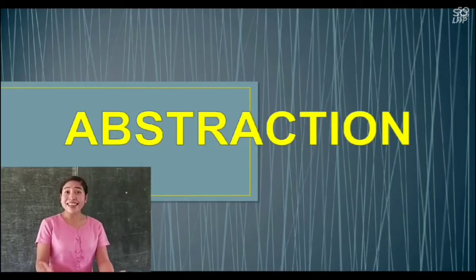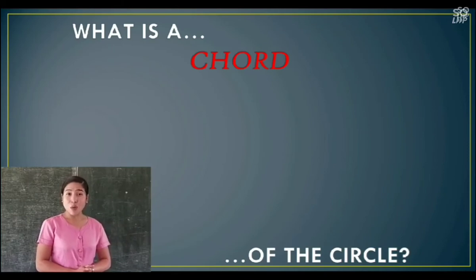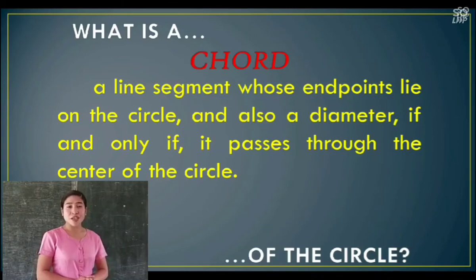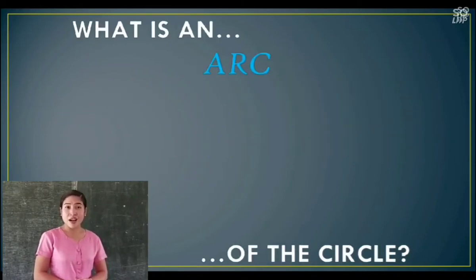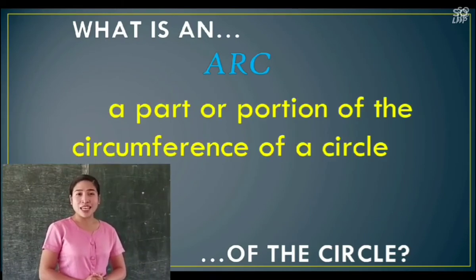Very good. And now, for the abstraction, what is a chord of the circle? Correct. A chord of a circle is a line segment whose endpoints lie on the circle, and also a diameter if and only if it passes through the center of the circle. What is an arc of the circle? Good job! An arc of the circle is a part or portion of the circumference of a circle.